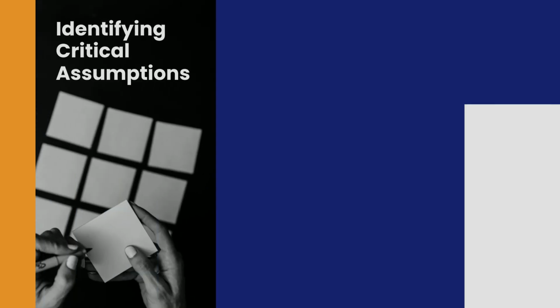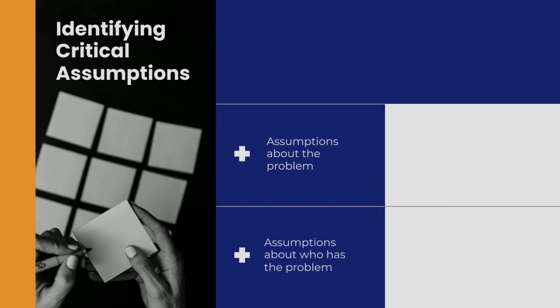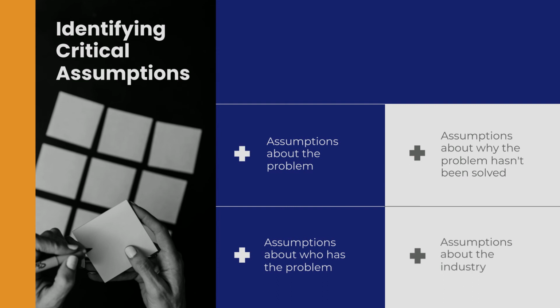A great way to start is to make 3 buckets. One for assumptions about the problem or need, one for assumptions about who has the problem or need, and one for assumptions about why this group of people haven't been able to solve this problem or meet this need. You should also include assumptions that you may be making around the industry in which the problem is happening. For example, regulatory or legal restrictions for new ideas.